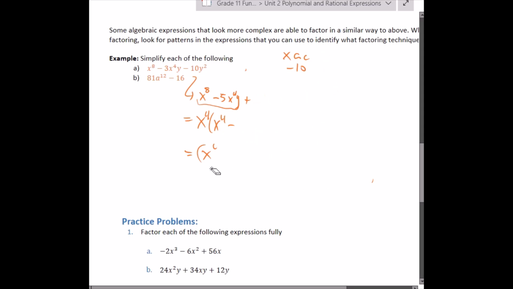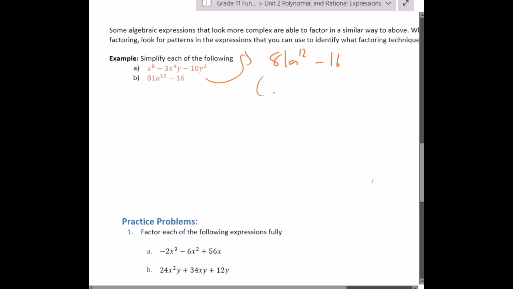Looking at B, it has the form of a difference of squares. We have two values here: 81a to the power of 12 minus 16, and we can check that. 16 is a square number, 81 is also a square number, and a to the power of 12 has an even exponent, so it is a square. It's a to the power of 6 times a to the power of 6. So we can factor this as a difference of squares.